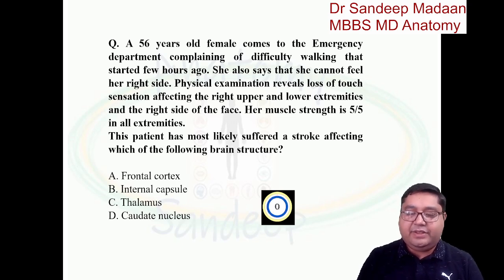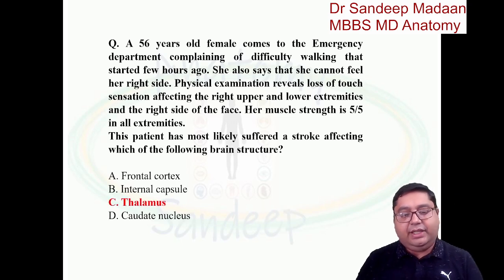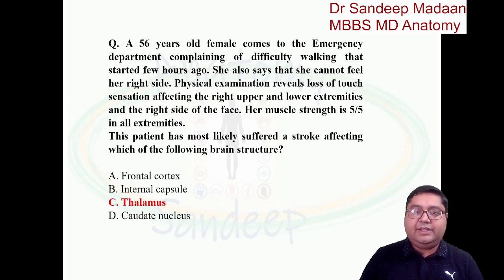Yes, now dear friends, what is your answer? The answer is pretty obvious here: thalamus. Why? Because the given history clearly says that the patient has loss of sensation in one complete half of the body and the same half of the face. So one complete half including the face is not having any sensation, but at the same time muscle strength is 5 by 5.